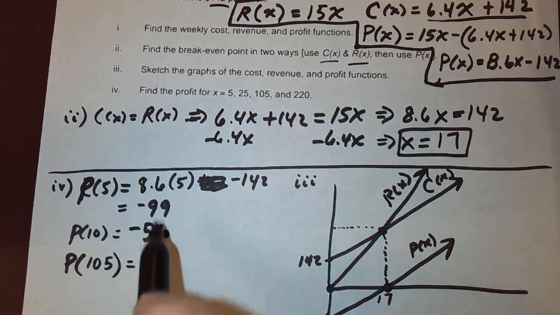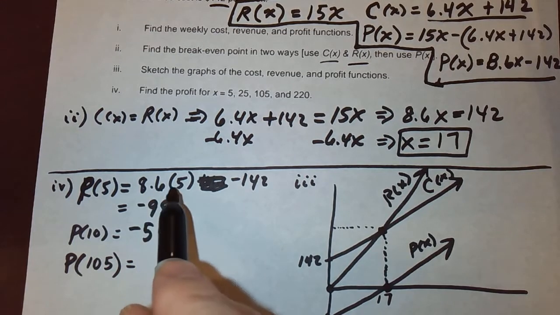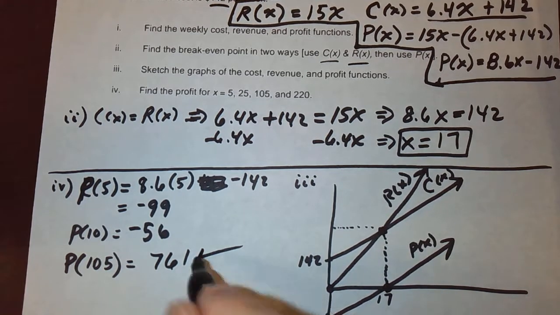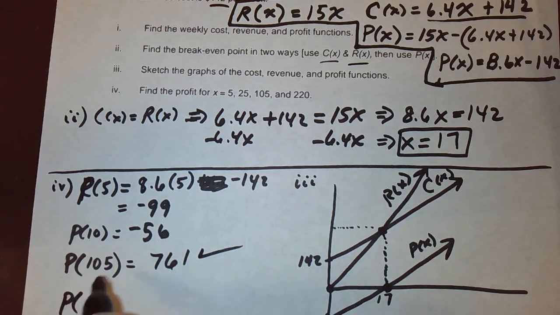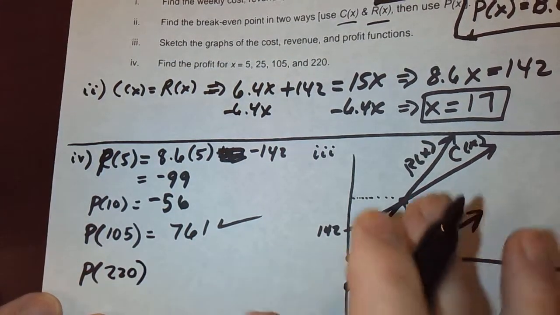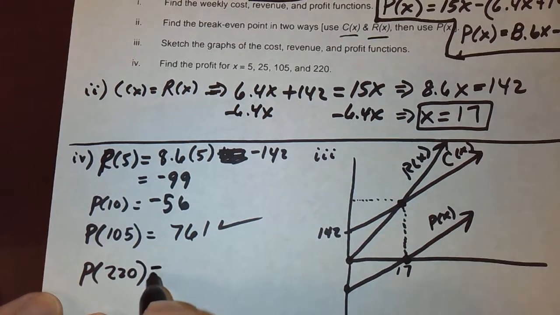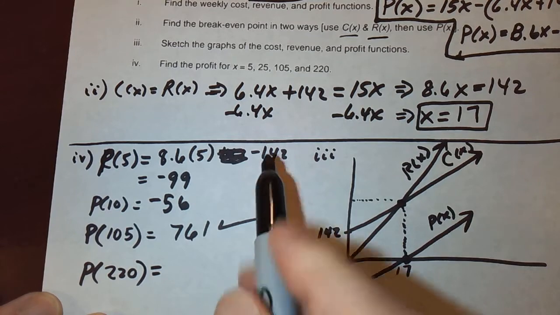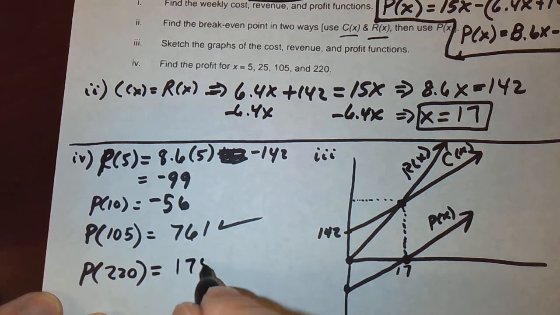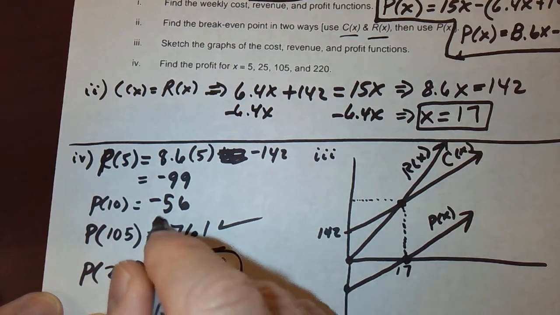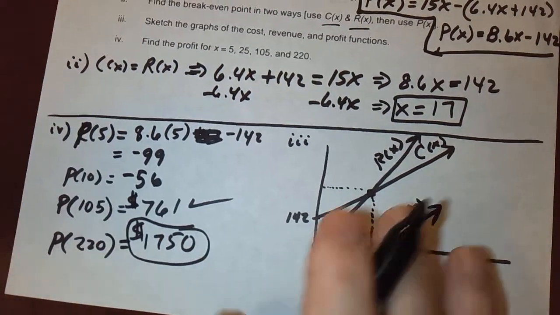The profit on producing and selling 105 items, if you plug it in, you get 8.6 times 105 minus 142, you get $761. That's good, you get some profit. And then finally, the profit on 220 items turns out to be 8.6 times 220 minus 142 gives you 1750. And I probably should have put dollar signs on all of those, but I'll leave it that way.